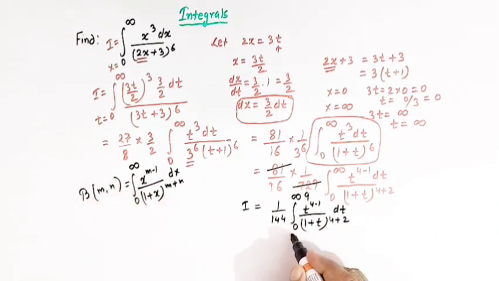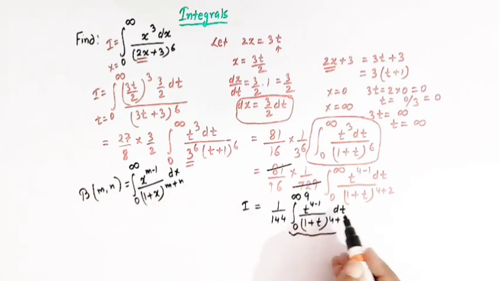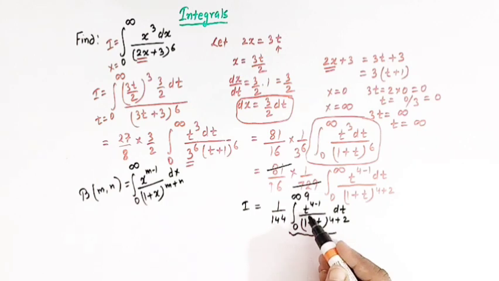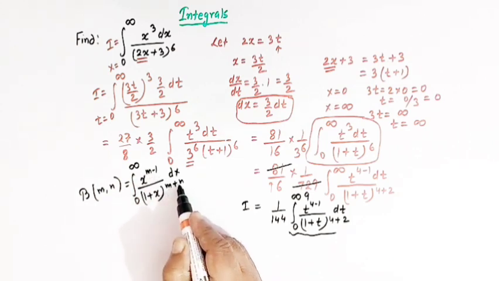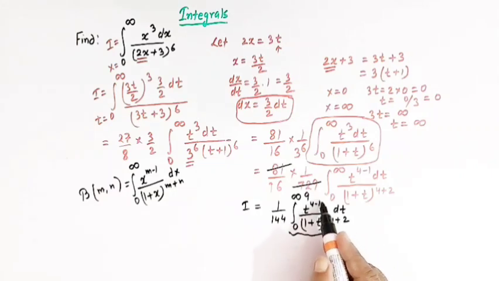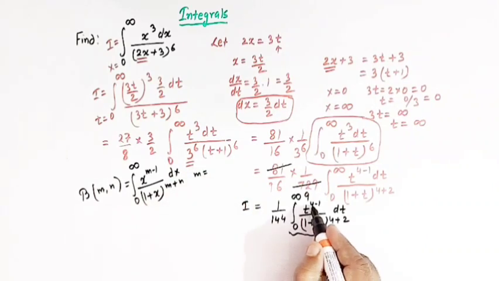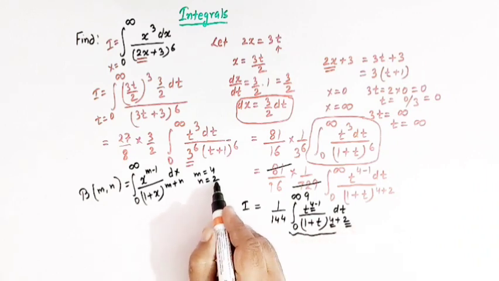So now see, this integral is exactly the same as this one, except for the variable. Here we have the variable t, here we have the variable x, right? So we can ignore it because this is a dummy variable. So here x raised to m minus 1, over 1 plus x raised to m plus n. If we compare this integrand with this one, then we can see that m is equal to 4 and n is equal to 2, right? Because this is m, this is m, and this is our n.